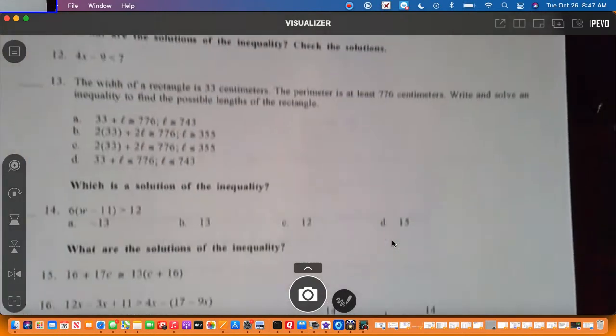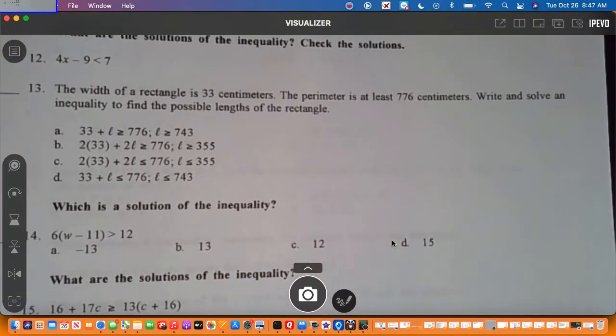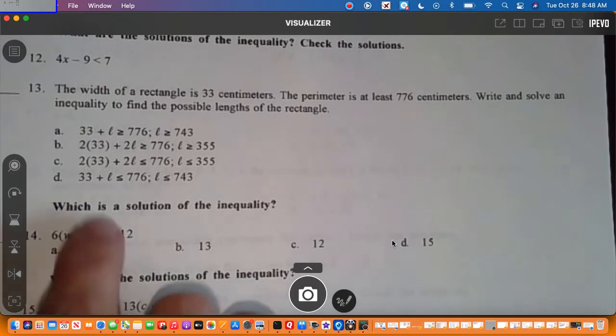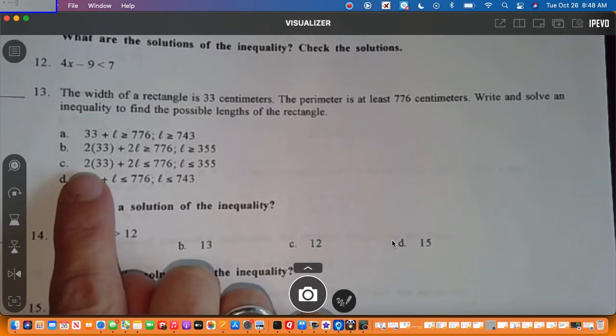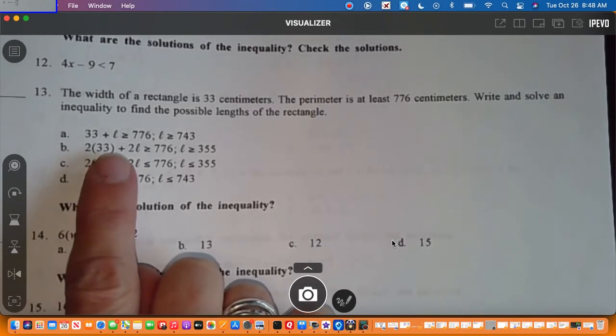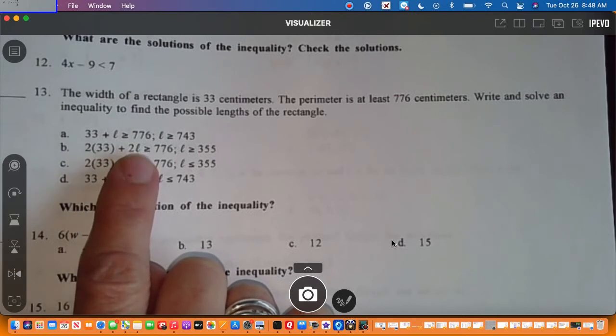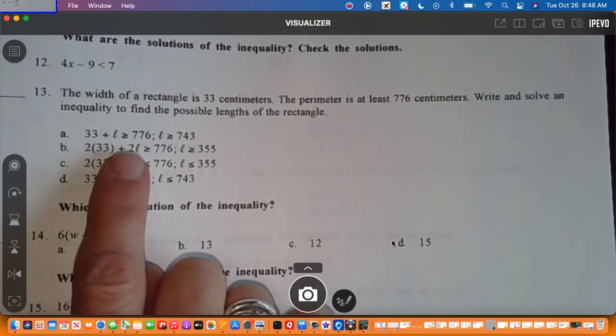You have 2 things to do. First, you have to write your inequality, and then you're going to solve it. All right? If I have a width and a length, and then a perimeter, what is the perimeter? Can anybody tell me what that means? You add up all the sides. In a perimeter, there are 2 lengths and there are 2 widths. So that's what my inequality is going to look like. I'm going to have 2 widths and 2 lengths. Do y'all see how B and C look like that? They have 2 widths because widths are 33, and 2 lengths. So it's either B or C.